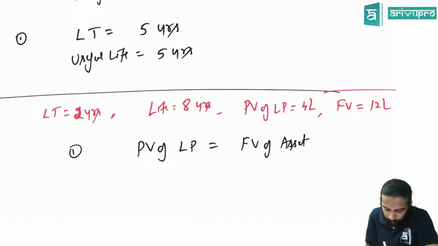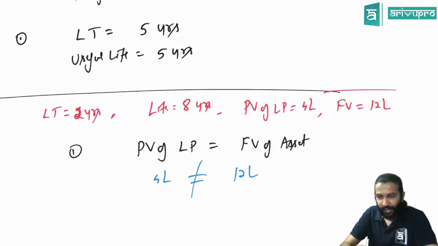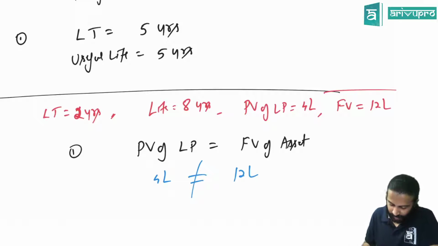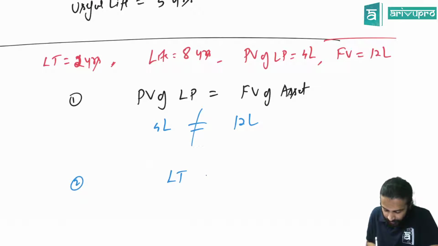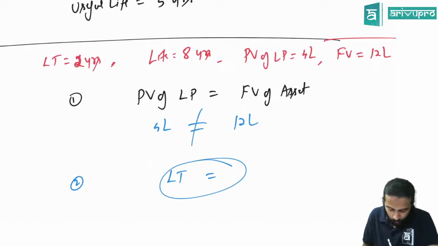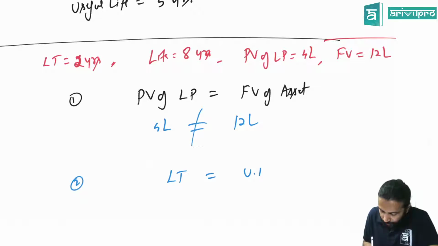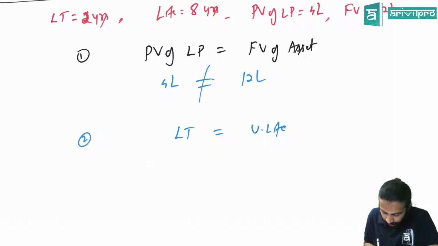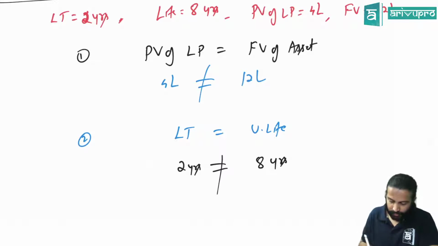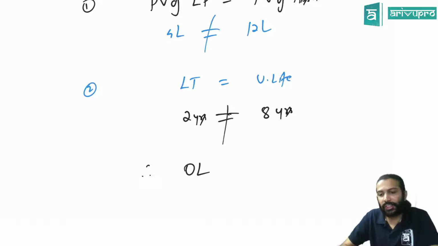So, what is the present value of lease payment here? I've assumed 4 lakh. Is 4 lakh approximately equal to 12 lakh, sir? No. Definitely not. This is one. And say, what is the lease term, sir? Another condition for a finance lease is lease term should be equal to useful life of the asset or economic life of the asset. What is the useful life or lease term? 2 years. Useful life of the asset is 8 years. Is 2 years approximating 8 years, sir, or is it way too different? Way too off. That means what is the conclusion? Therefore, you will treat this as operating lease.